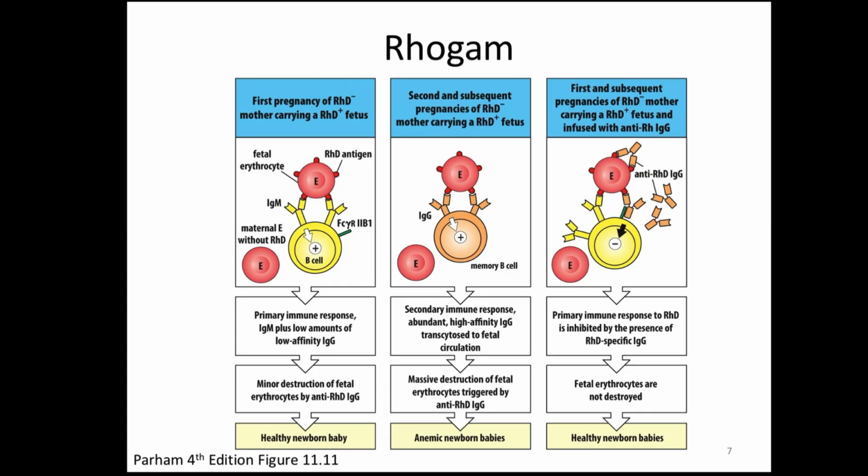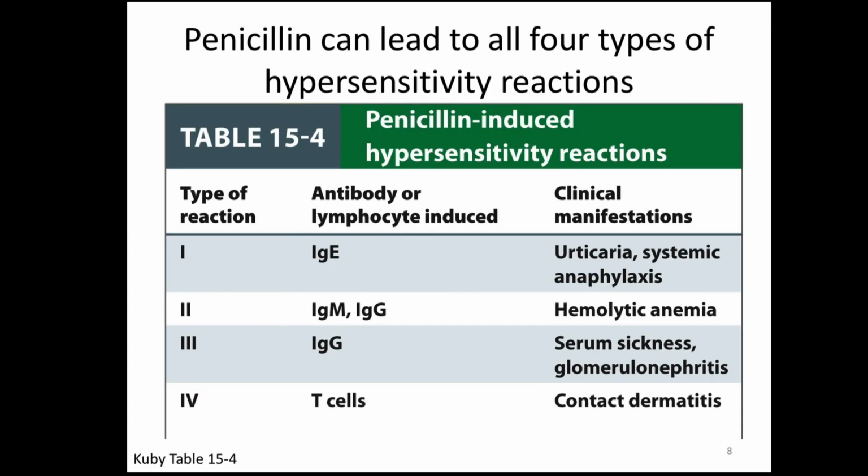The other really famous example of a type 2 hypersensitivity reaction involves penicillin. As I told you last time, there are examples of hypersensitivity reactions to penicillin of all 4 hypersensitivity types. So we can't really think of penicillin as just going with one of these types. But I am going through the example of penicillin with a type 2 here. And so again, you can see with our type 2, we've got IgM or IgG that's being made, and we see this disease that's called hemolytic anemia.